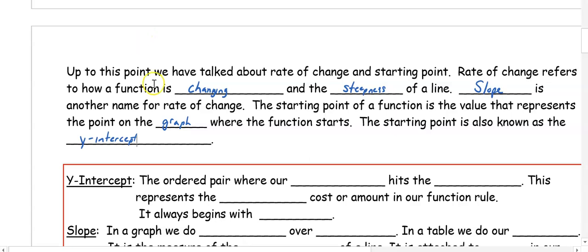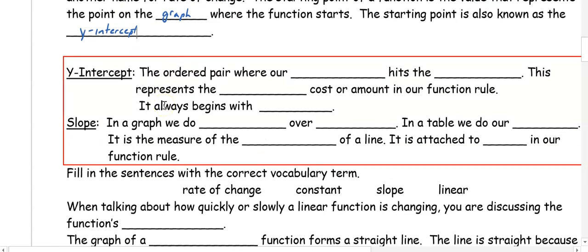So the y-intercept is the ordered pair where our graph hits the y-axis. This represents the starting cost or amount in our function. It always begins with 0, comma, a number. So our y-intercept is always going to be the number by itself.